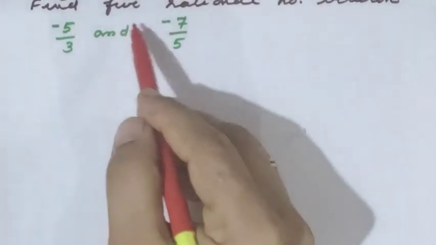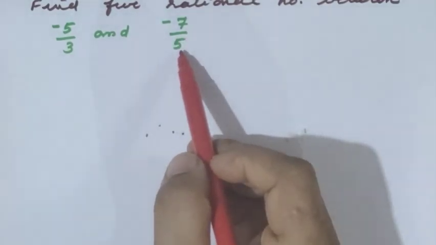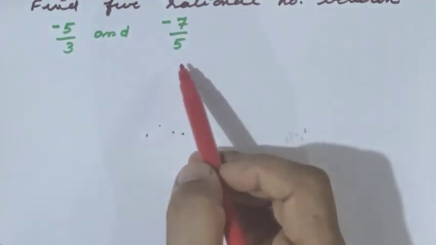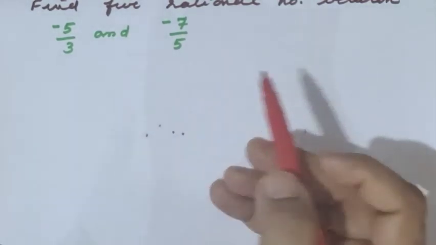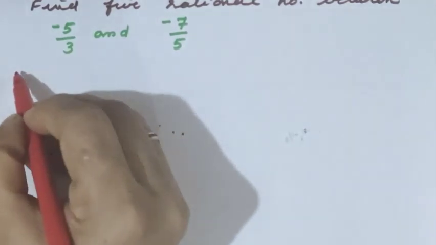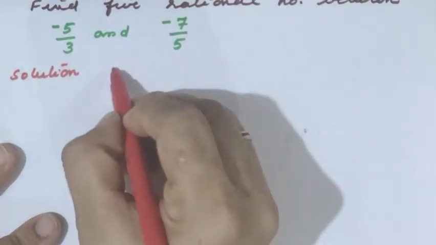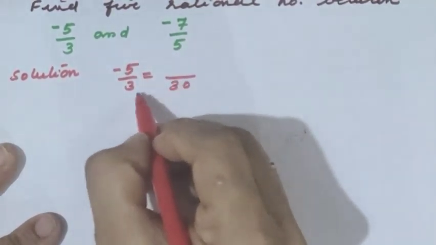Find 5 rational numbers between minus 5 by 3 and minus 7 by 5. Here we have taken negative rational numbers, and the denominator is different. Either you can make the denominator 15 or a bigger number. So let us try for 30 as the denominator. So minus 5 by 3 equal to something by 30, what is the multiplication factor?